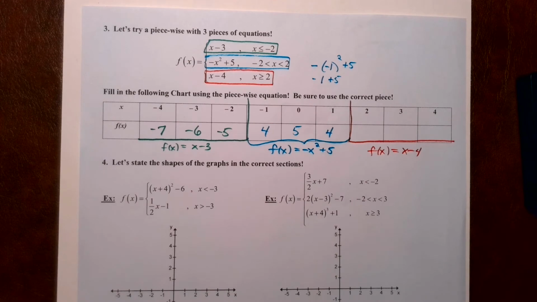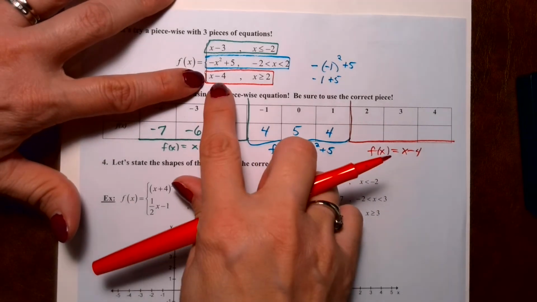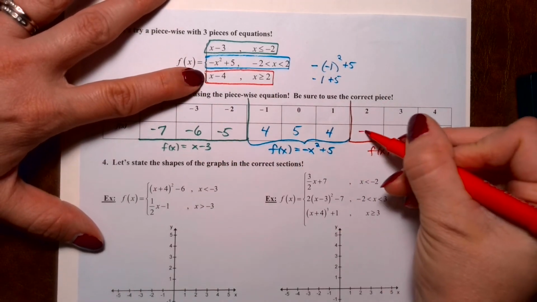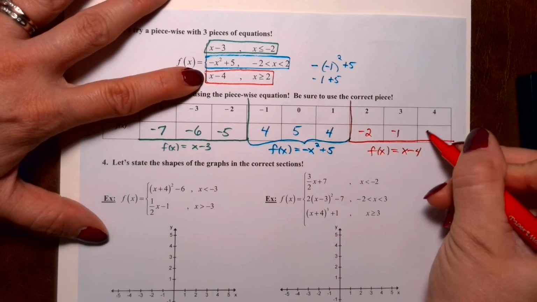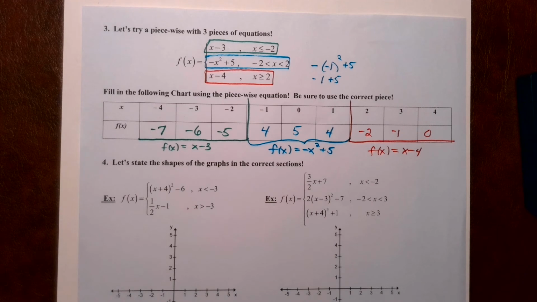So let's switch colors. And now we're going to use this last piece. 2 minus 4 is -2. 3 minus 4, -1. 4 minus 4 is 0.